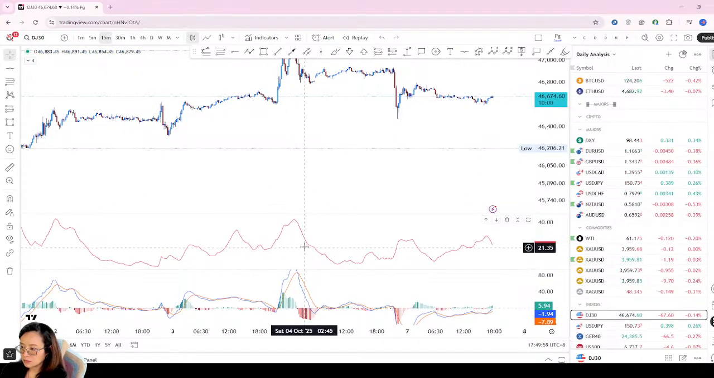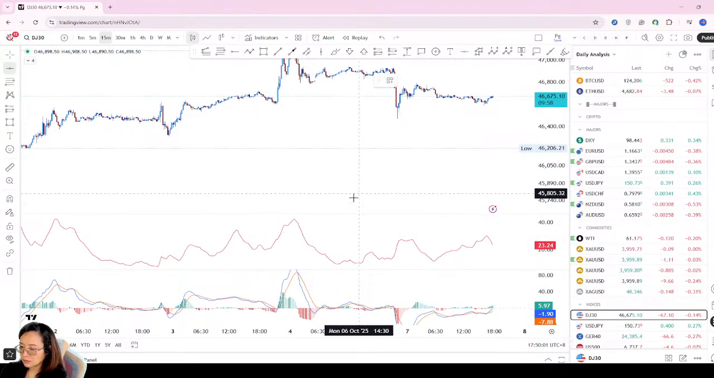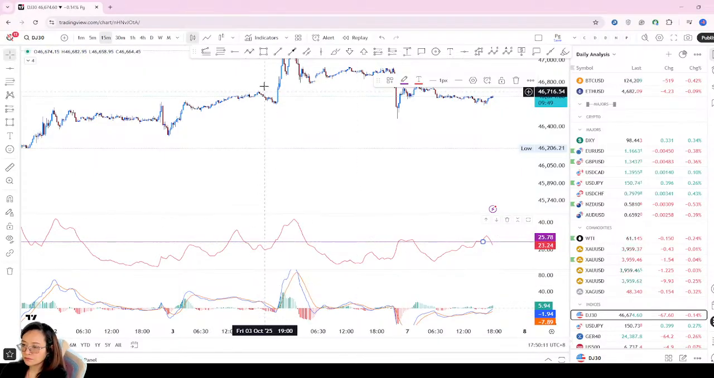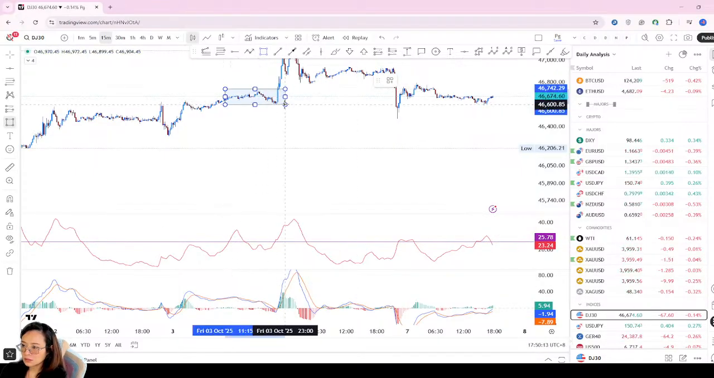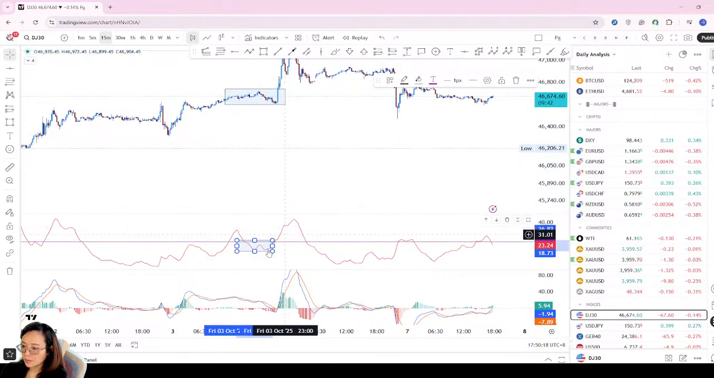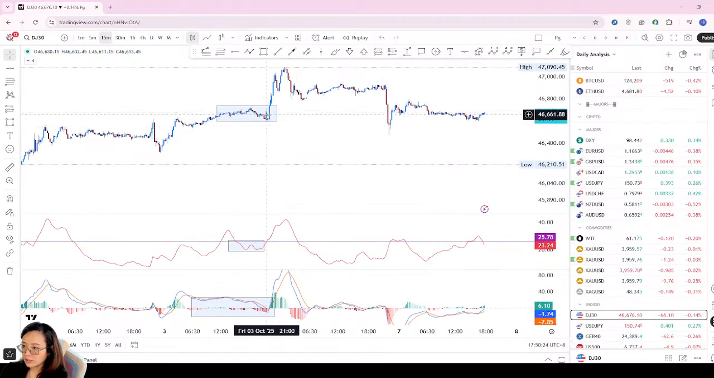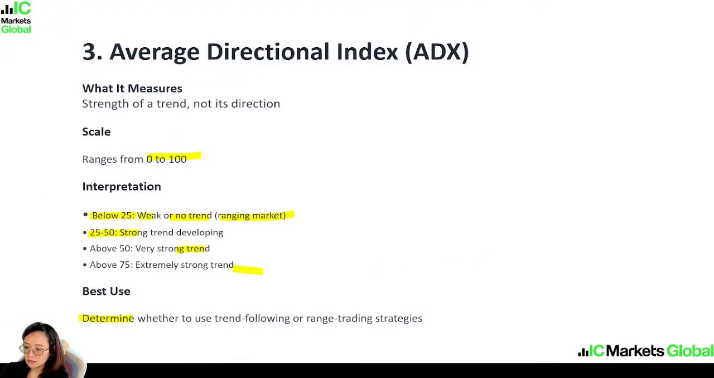Okay, let's see. This one, it seems like below 25. Yeah, it was below 25. It was ranging, yes, agree. It was ranging here, and then after that, price goes above, and the MACD was ranging as well. Look at the histogram, and price has made the bullish move. Okay, that is the MACD and the ADX.